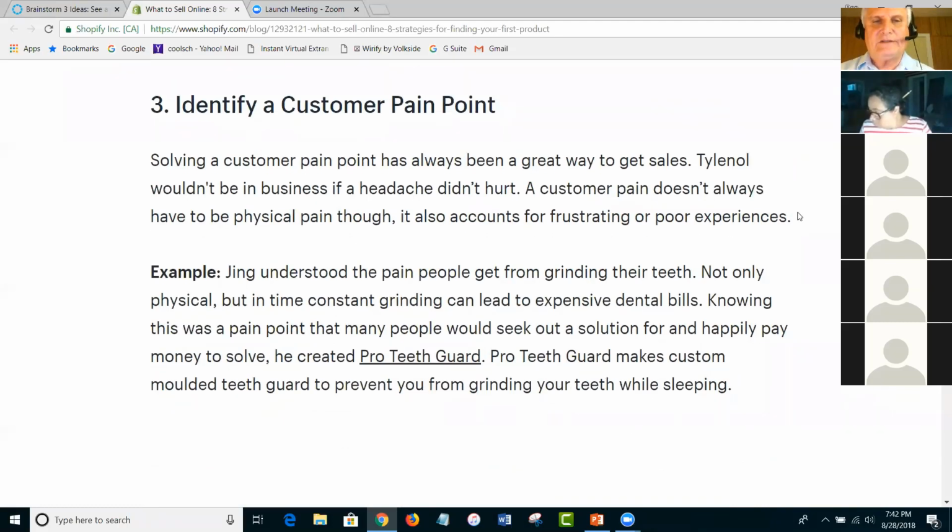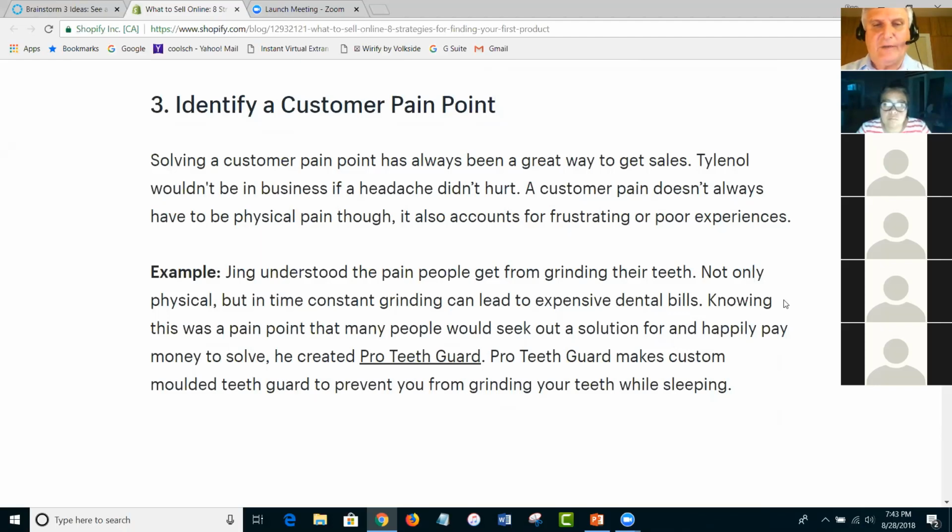And then the next thing is to identify a customer pain point. So what this means is that you understand something that's really bothering people that would be your potential customers, and that you build a business around relieving them of that thing that bothers them, or that pain.